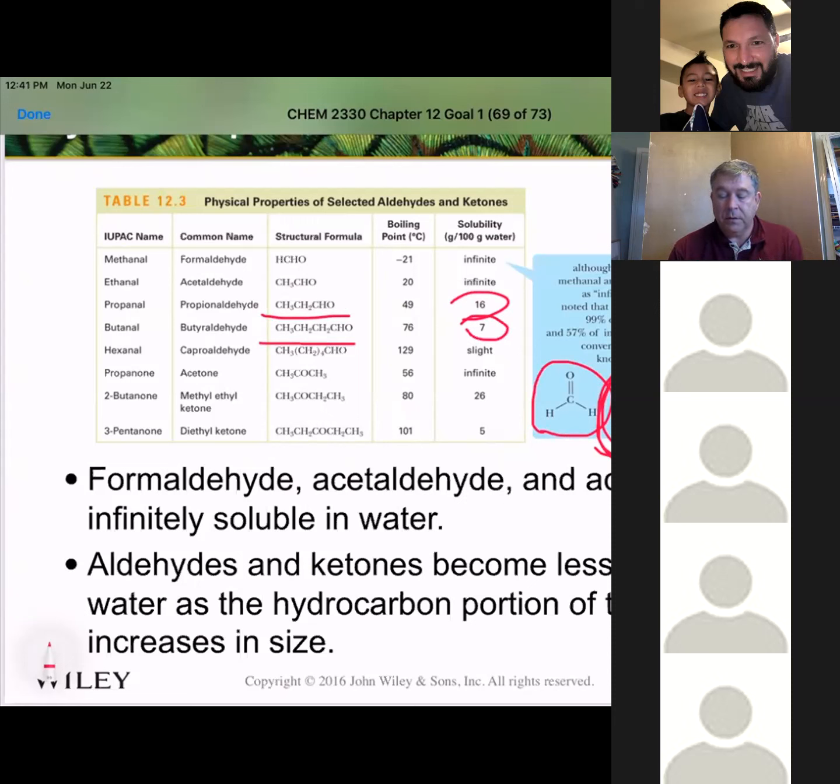The ketones are similar in that the smaller they are, the more likely they are to be soluble in water. But again, it has everything to do with the carbonyl having a dipole moment and being able to hydrogen bond with the solvent, in this case, water. All right, any questions on properties and or naming of aldehydes or ketones?